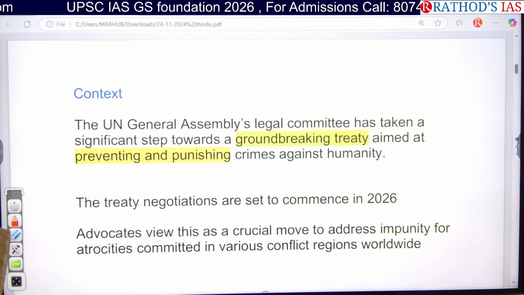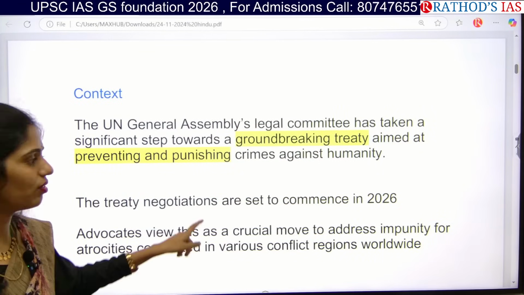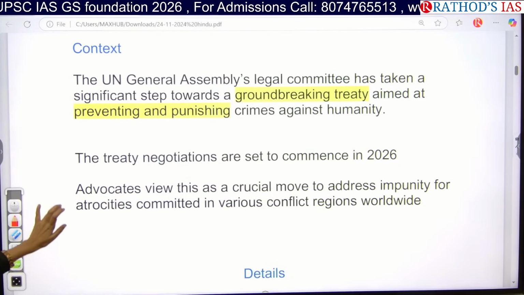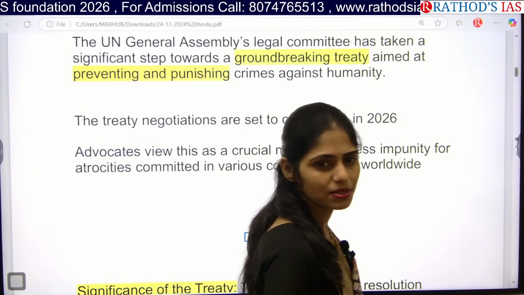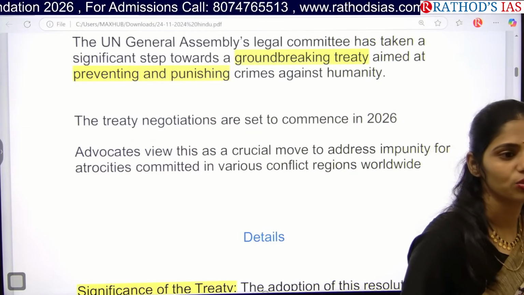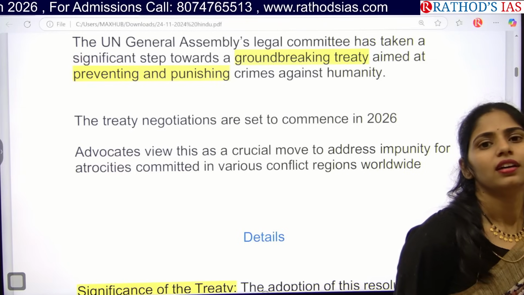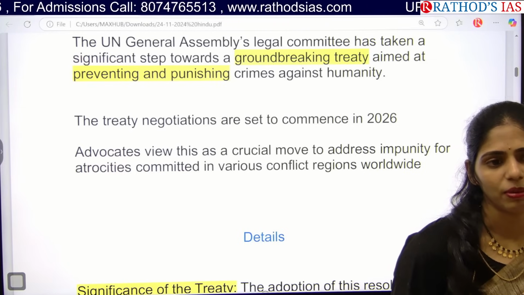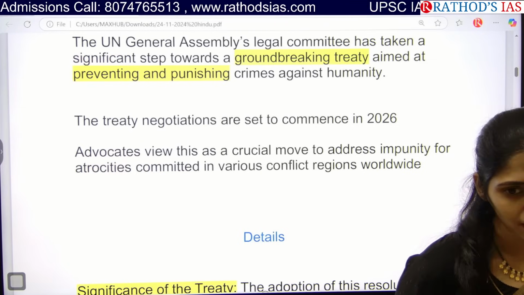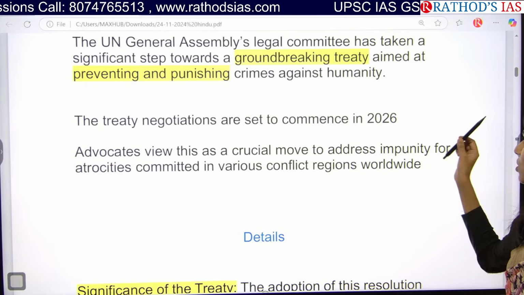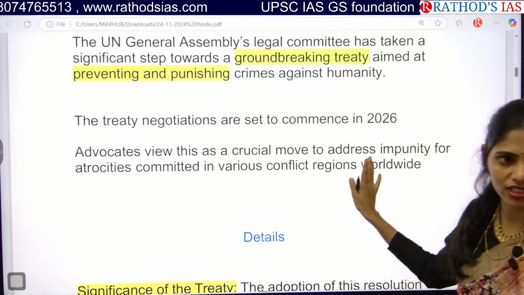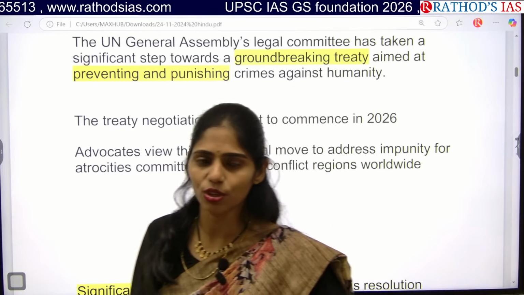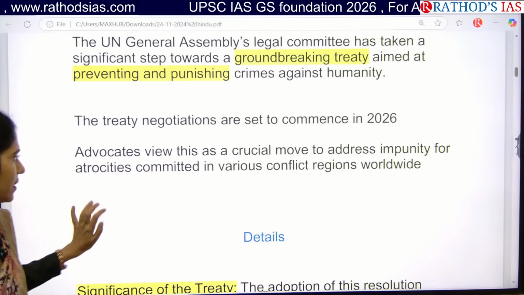Now we are in 2024. From 2026 onwards, it is going to come into commencement. And can you tell me what else in the same year is going to come into commencement? One more important thing in news: the European Union's Carbon Border Adjustment Mechanism, CBAM, is also coming into existence from 2026, and even this treaty is also coming into existence from 2026. Two important things are going to come in 2026.